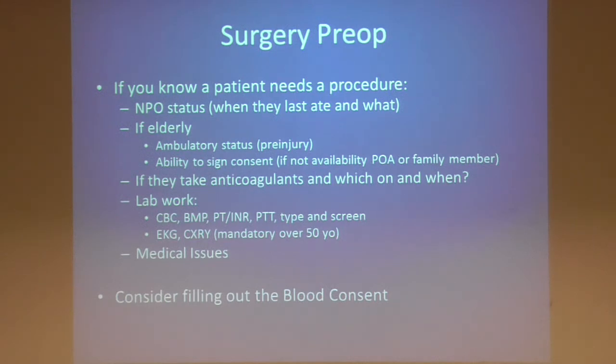Surgery pre-op, there's really nothing to this. We obviously want to know if you're calling us for something that you think is going to need to go to the OR. It does help to know when the last time they ate was, because that's the first question the OR asks us. So if we're trying to plan when we're going to do the surgery, that's helpful. If it's a hip fracture or lower extremity fracture, especially in elderly, it's good to know what their pre-injury ambulatory status is, so we can tell the family what to expect.